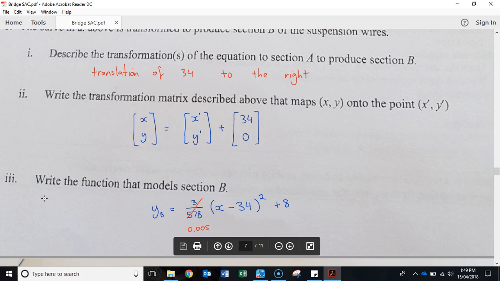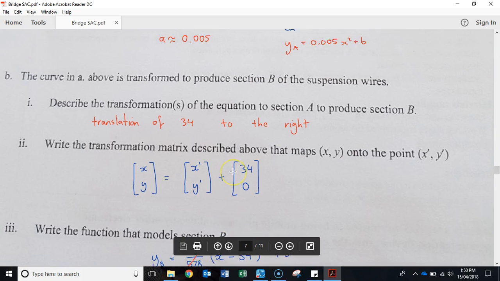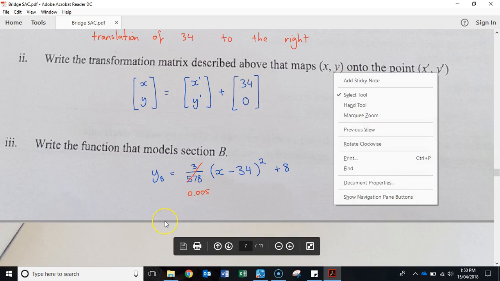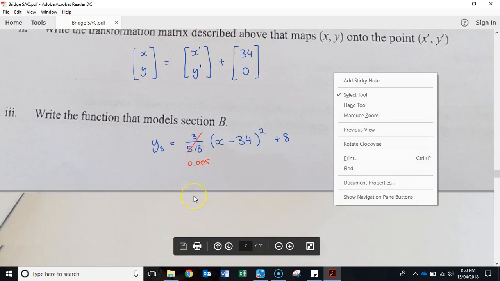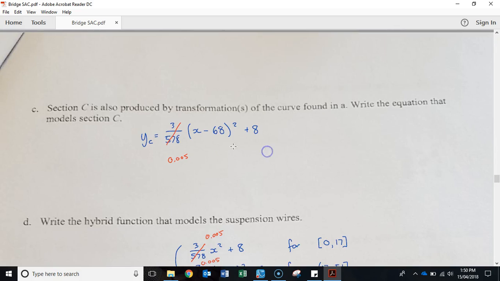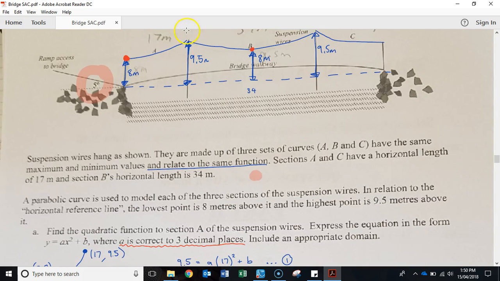And then to write the function that models section B is just to put 34 in as a translation into our equation that we had already for A. And again, you should have had 0.005 there. Section C can also be produced by the transformation. And again, looking at that minimum, we see that the minimum should have been moved 68 units along so that it's in this position here.